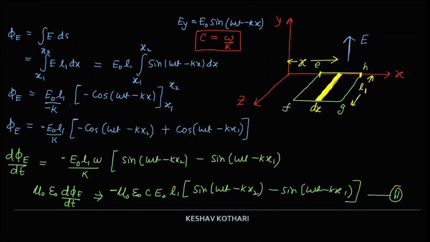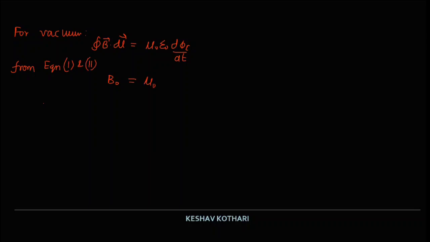So if I equate the left hand side and right hand side for the expression, I can write on the next page that for vacuum there is no conduction current, and hence the expression cyclic integral of B dot dl is equal to mu naught epsilon naught times d phi e by dt. So if we put in both the equations which we have calculated, equations 1 and 2, the expression is coming out as B naught is equal to mu naught epsilon naught C E naught.